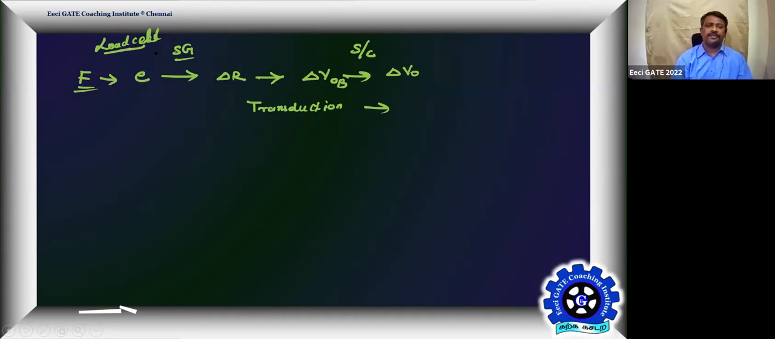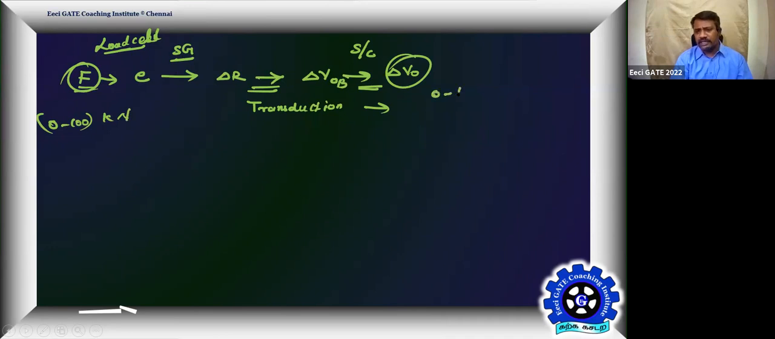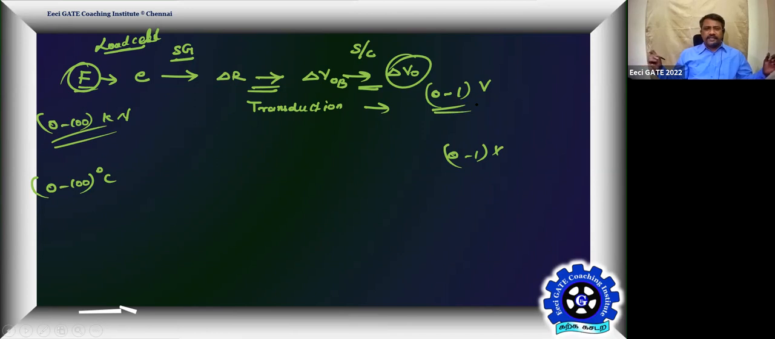The primary sensor is the load cell, the secondary sensor is the strain gauge, followed by a transduction, followed by signal conditioning. Finally, you will get the desired output. So 0 to 100 kilonewton can be converted into 0 to 1 volt, like what we did earlier for the temperature measurement, 0 to 100 degrees C, which we made 0 to 1 volt. Same way, you can convert 0 to 100 kilonewtons into 0 to 1 volt. Getting it now, it's a new measurement system. We can call it a strain measurement system or force measurement system, through the load cell and through the strain gauges. Easy, right? Yes, sir.